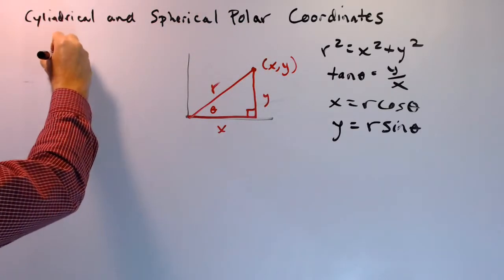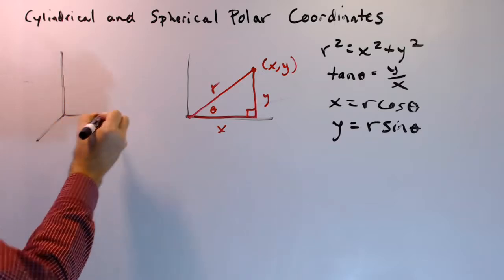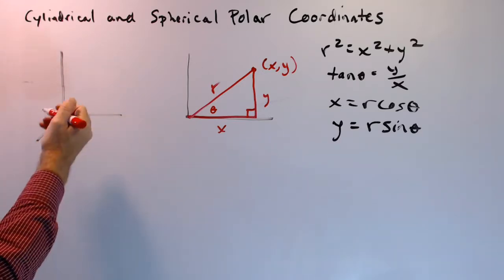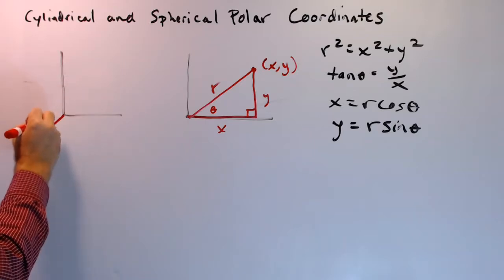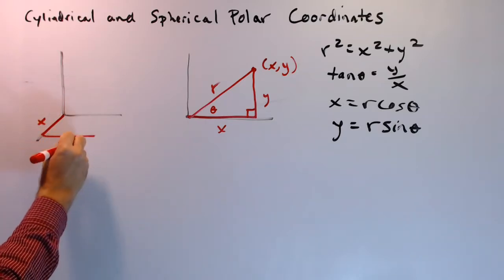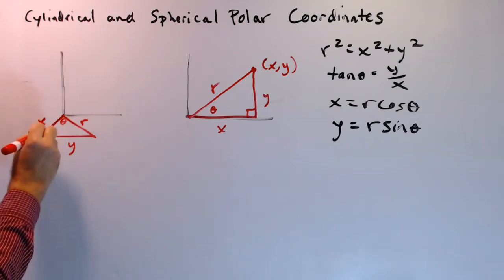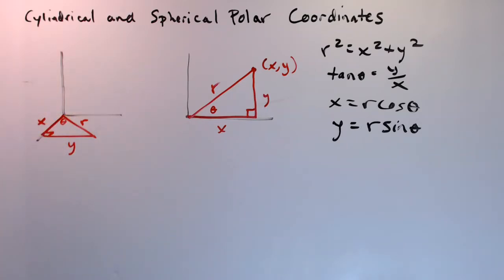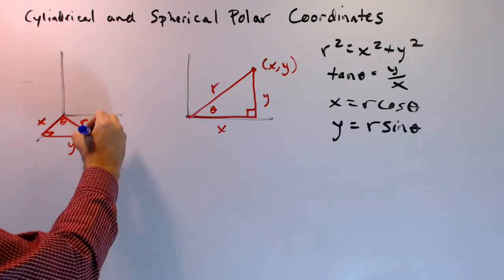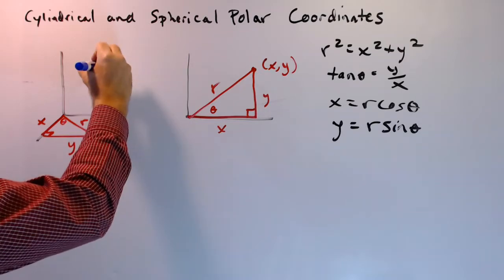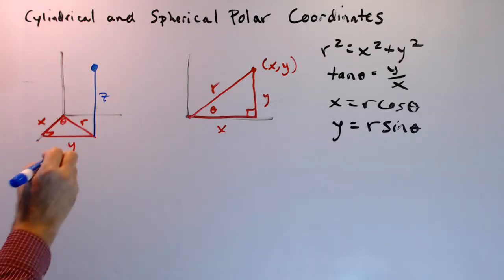From polar coordinates, we can go directly to cylindrical coordinates. I'll make this my x-axis and this my y-axis. So here's my triangle with x, y, r, theta, and the right angle. But now we need a third dimension, which is why we have the z-axis. So if you go straight up from here, that distance will be z.